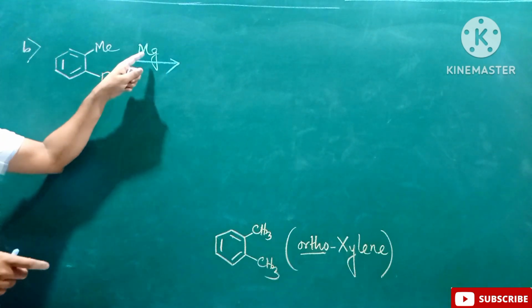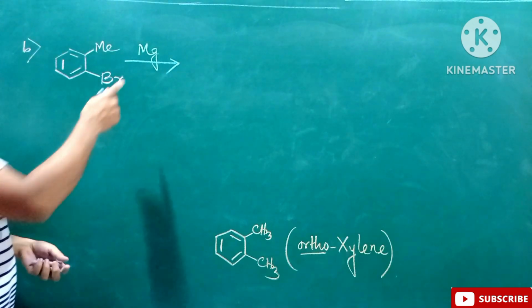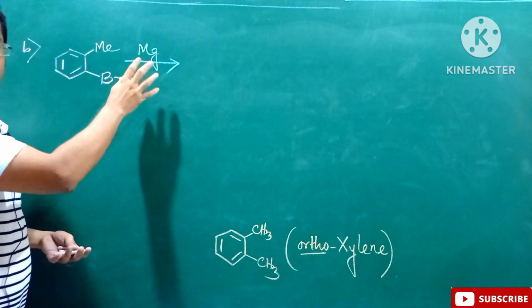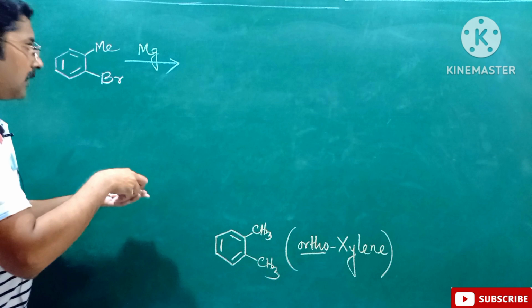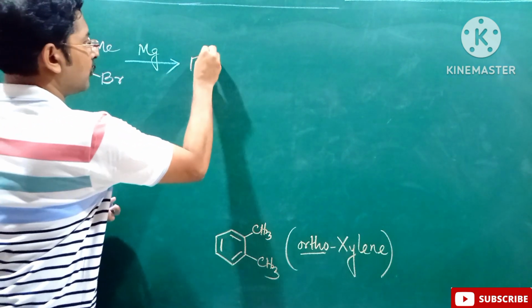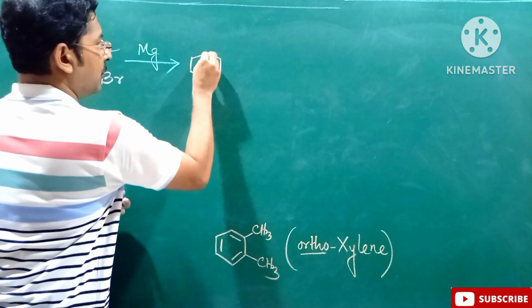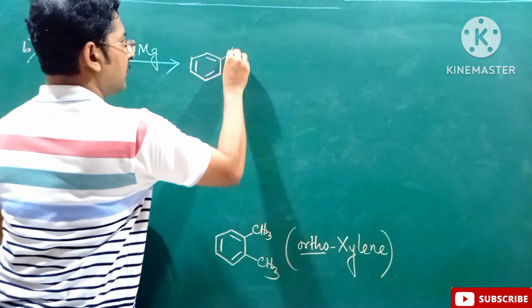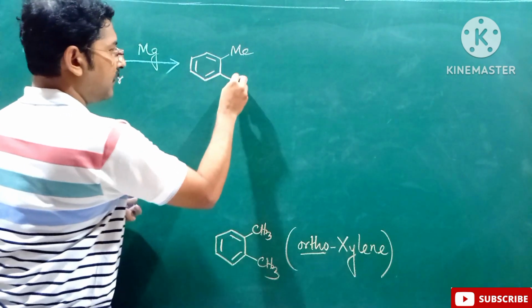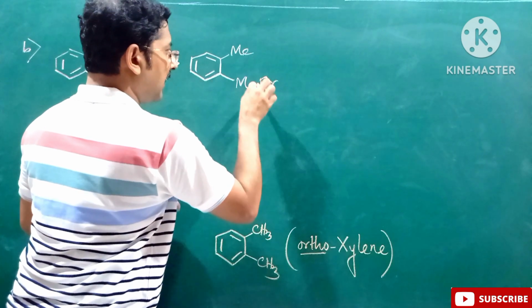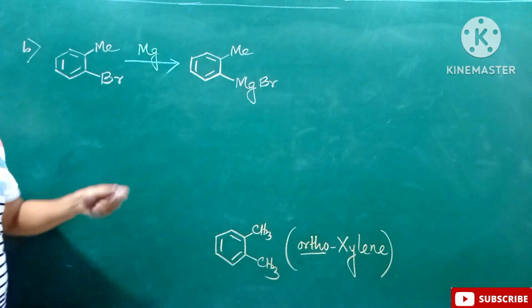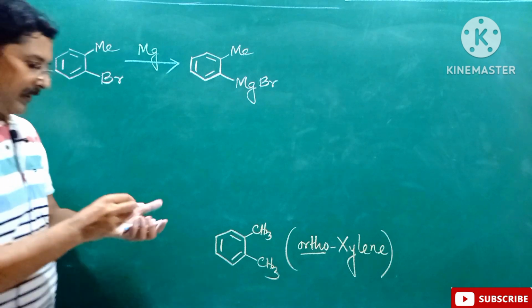Now in presence of magnesium, of course in dry ether, which is not given, the solvent is dry ether, a Grignard reagent will be formed, right? So this one is methyl, and this one will be MgBr. This is actually an insertion reaction, right? So the Grignard reagent is formed.